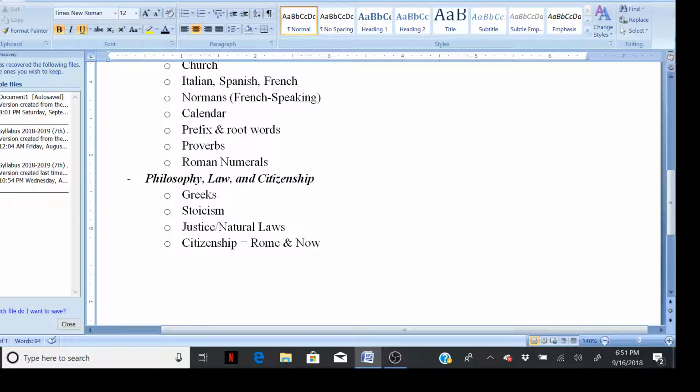So, in summary, the four main areas that you need to pay attention to are how Rome influenced art, how they influenced architecture and engineering, how they influenced writing and language, and how they influenced philosophy, law, and citizenship.